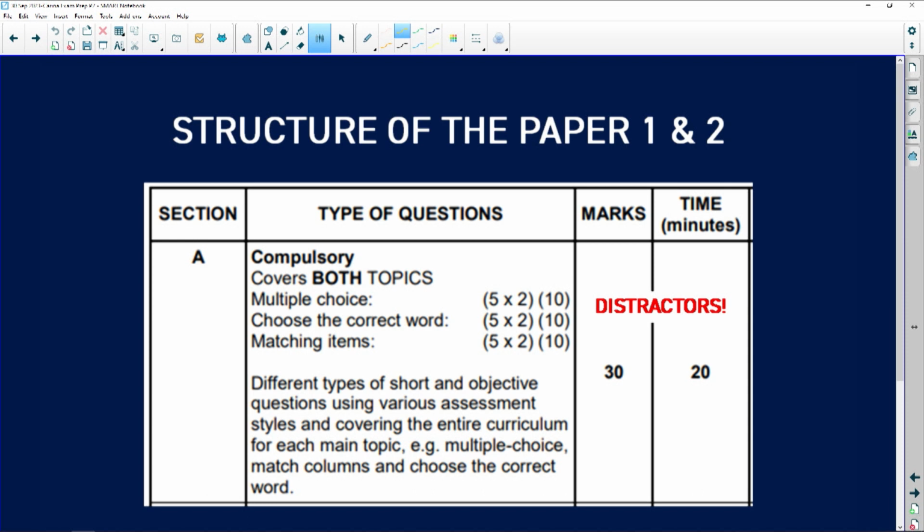Now, a distractor is a word, a line or a phrase which is deliberately put there to distract you, to mislead you. It seems correct, but it is actually completely incorrect. So be mindful of that, especially in the MCQ section. My advice to you is to read the question slowly, answer it in your head, and then only look at the options which have been provided to you.